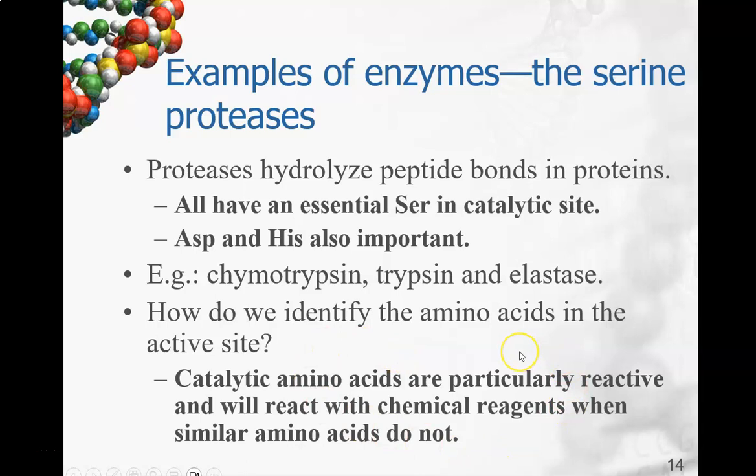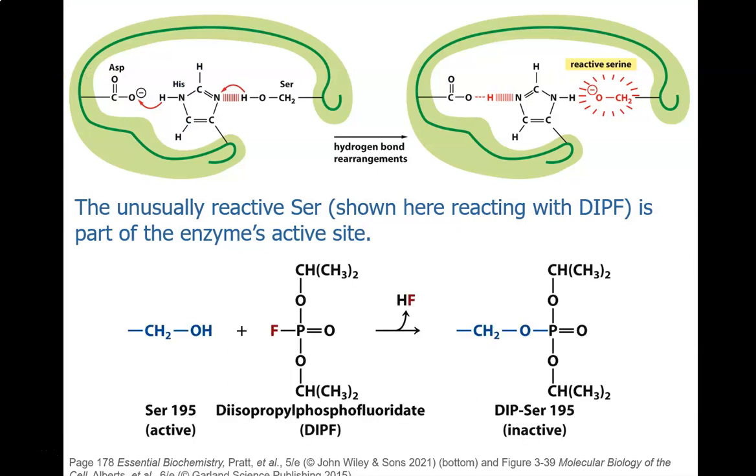Well, one of the things you can do is add chemical reagents, and they will react with active site amino acid side chains when other reagents won't. So, for example, if we look at chymotrypsin, here's the serine. This is serine number 195, which is in the active site. We can add DIPF, diisopropyl phosphofluoridate, and that carries out a reaction where we form a covalent bond. And now the serine has this big group attached to it, and that means the enzyme's inactive. What's interesting is there are lots of serines in chymotrypsin, but that's the one that's the most reactive. So that tells me serine 195 must be in the active site.